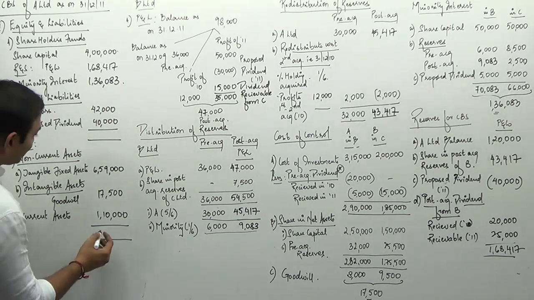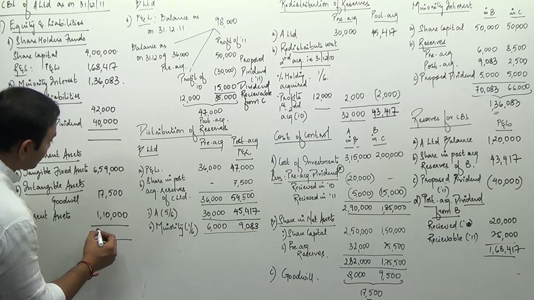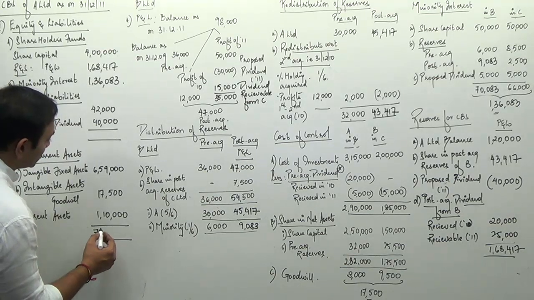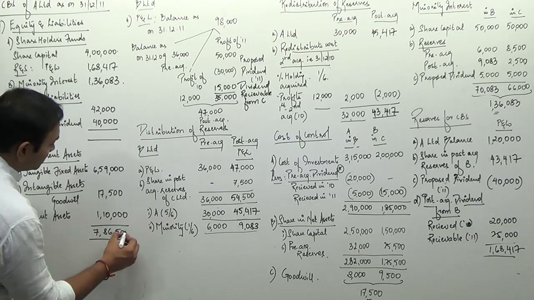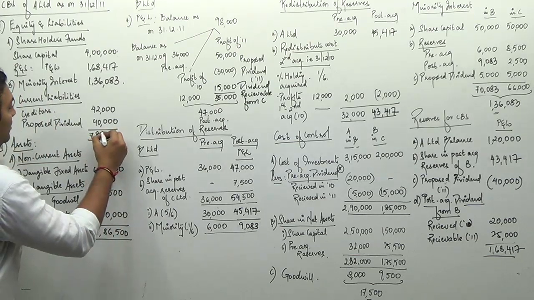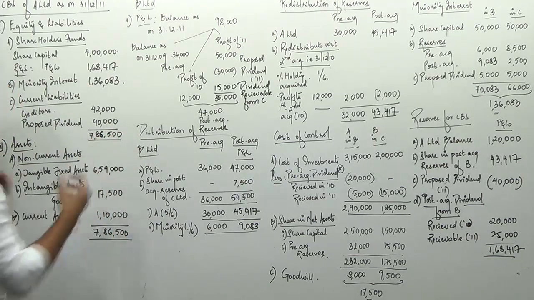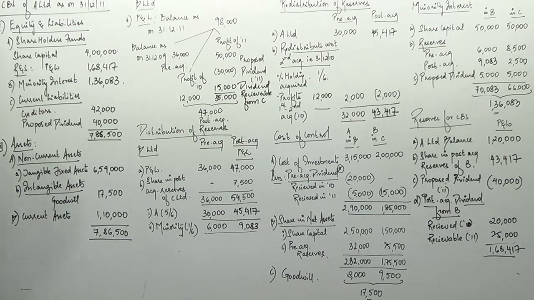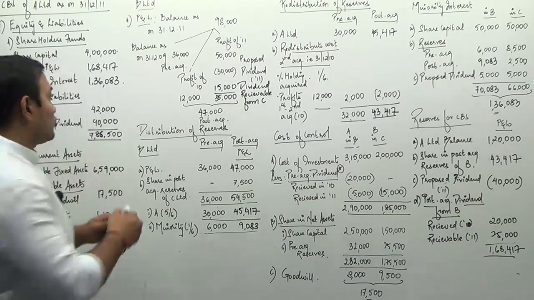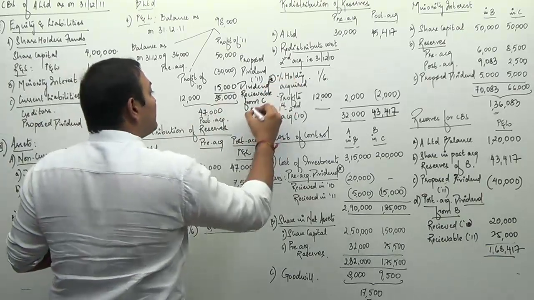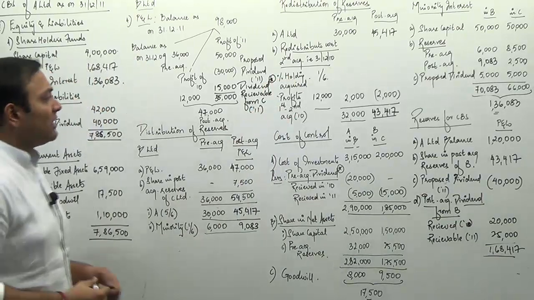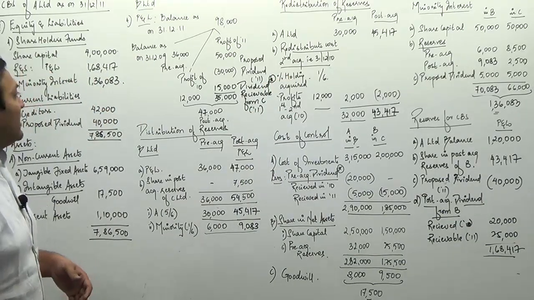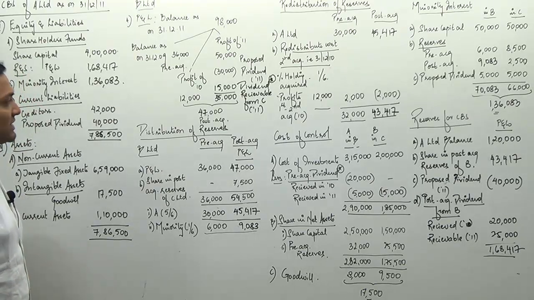Yes guys, now it's a tally. Check, is it 786,500 balance sheet total? This was the adjustment that we forgot, guys. Dividend receivable from C for the year 2011 dividend, C Limited declared dividend, receivable by B. We forgot to add that small adjustment. That was the reason we were finding out the difference.